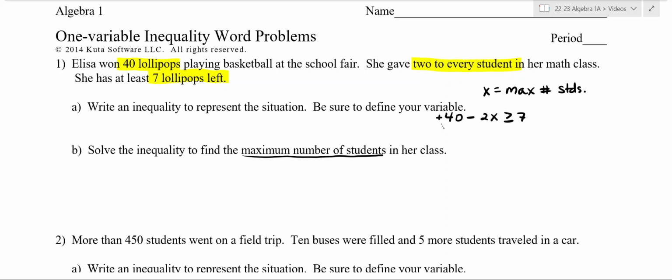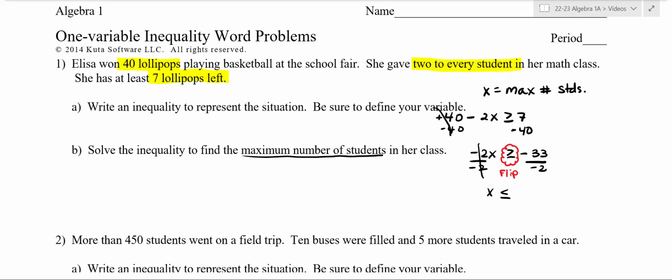All right, this one is positive, so I'm going to do minus 40. Oops, minus sign right there. And we have negative 2x is greater than or equal to negative 33. Dividing by negative 2, and this is what we mentioned in class. When we divide by a negative number, the inequality symbol is going to flip. So x is going to be less than or equal to 33 divided by 2.